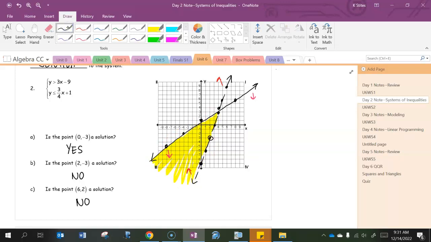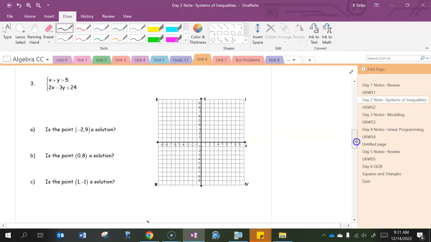Now, I do not recommend this method for people who visually can't see it. The double shade is definitely the way to go if you're not sure where it is. But if you can visualize this, this is a little messier of a method. Okay. All right, let's try another one.